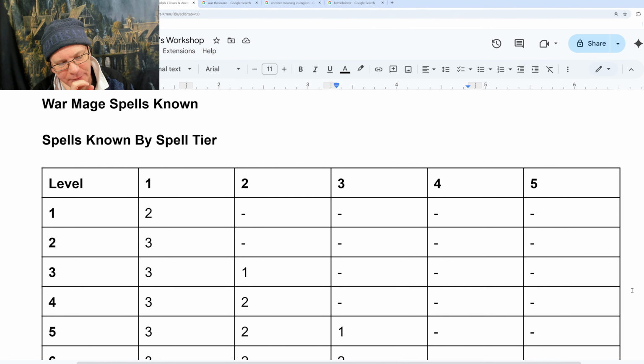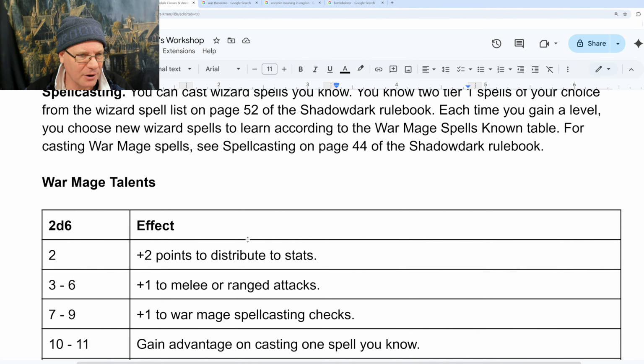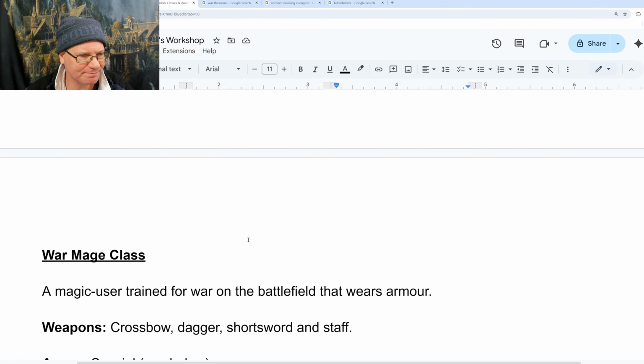Although giving you built-in Detect Magic does mean that you're probably going to have Detect Magic and one other spell, so you essentially do have two spells. Yeah, okay. I think I'm where I need to be with this design here so far.